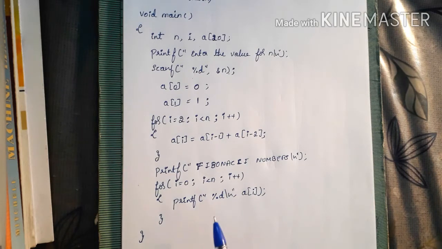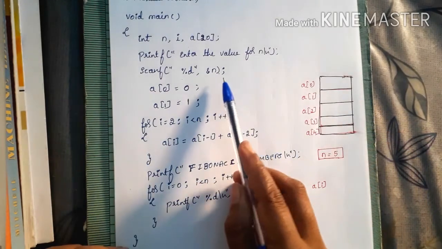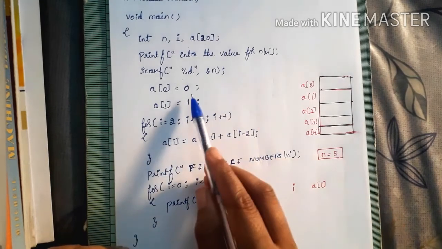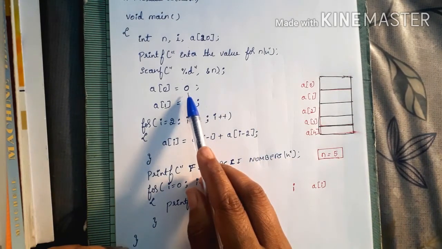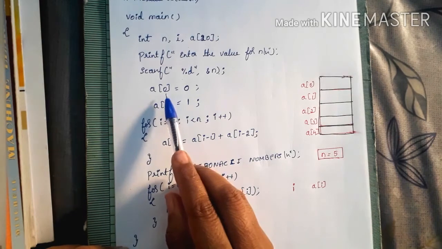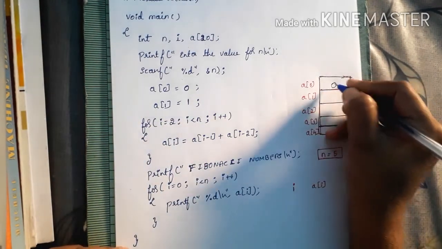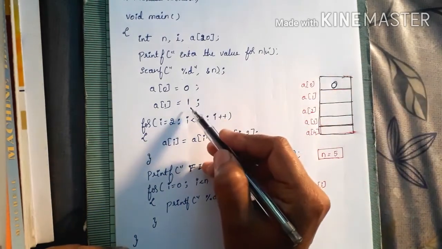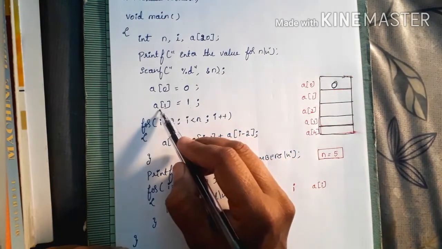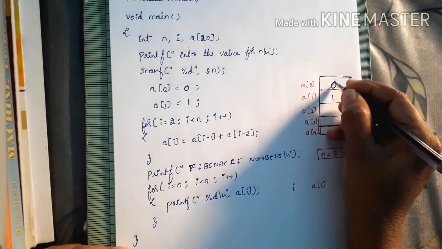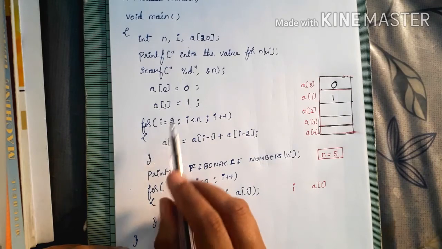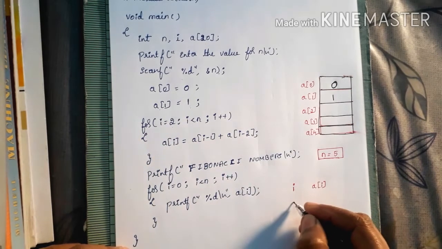Now we will trace this program. First, input a value for n. I have taken the n value as 5. Then the next instruction is copy 0 to A of 0. 0 is copied to A of 0. Next, copy the value 1 to A of 1. 1 is copied to A of 1. Next, the for loop instruction: the initial value for I is 2.